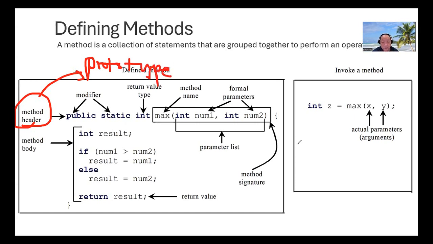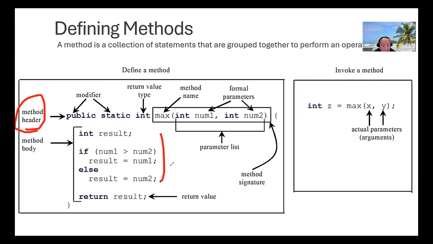Okay, so now we call it prototype. These are the method headers, and in the body is how you work on the numbers. You get num1 and num2, you compare which is bigger, and you store it into the result. Then you return the value of the result.